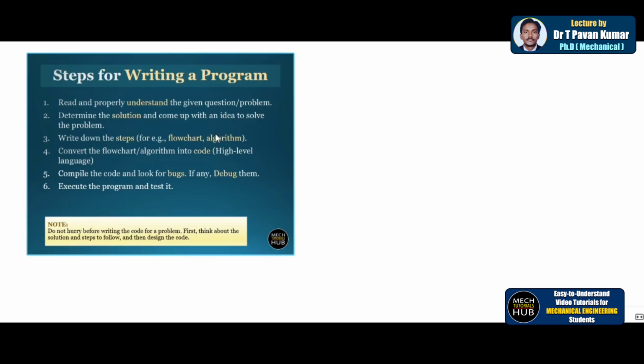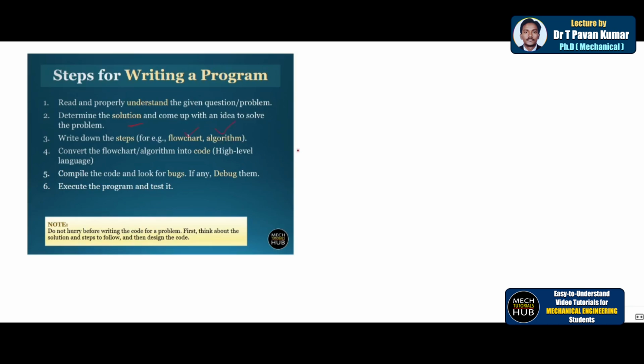And determine the solution. Here you could see, determine the solution and come up with an idea to solve the problem. So a problem can be solved in any way. There might be 2 methods, 3 methods, but the way you understand the problem, the way you are going to solve it, that is more important. Write down the steps, for example, flowcharts and algorithms.